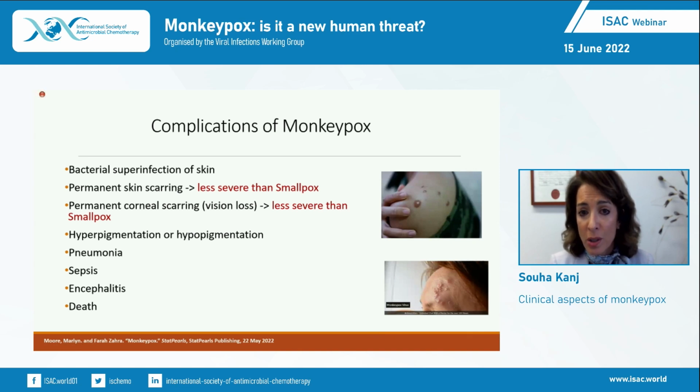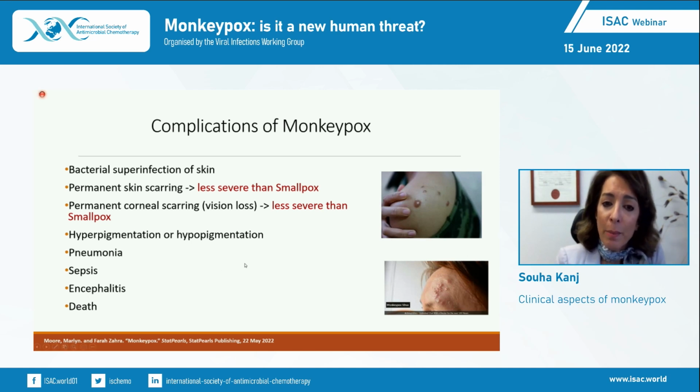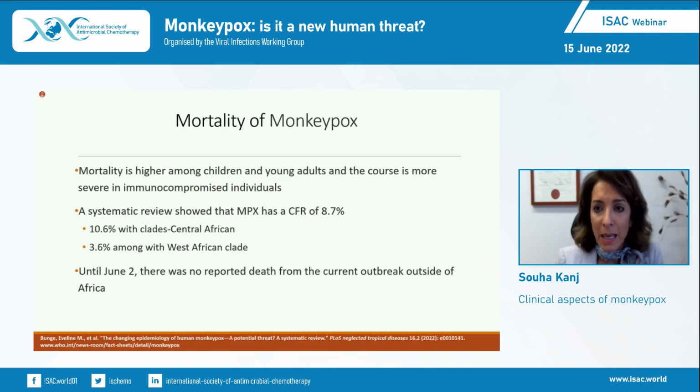Now, what are the complications of monkeypox? Obviously, as with any skin disease, we can have bacterial superinfection with various bacteria. There could be permanent skin scarring. These tend to be less severe than smallpox, as shown in this picture here. Some patients might develop permanent corneal scarring. Also, this tends to be less severe than smallpox. Other patients might develop hyperpigmentation or hypopigmentation at the site of their skin lesions. And some patients might progress to other complications such as pneumonia, sepsis, encephalitis, as well as death in some cases.